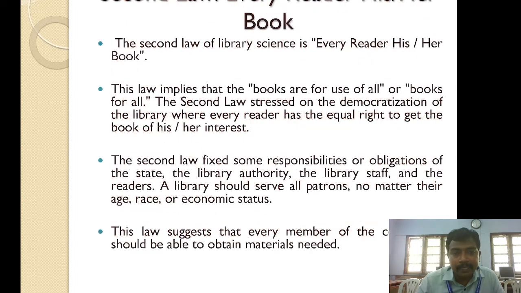Let's see about the second law. The second law of library science is every reader his or her book. This law implies that the books are for use of all, or books for all. The second law stressed the democratization of the library, where every reader has the equal right to get the books of his or her own interest.